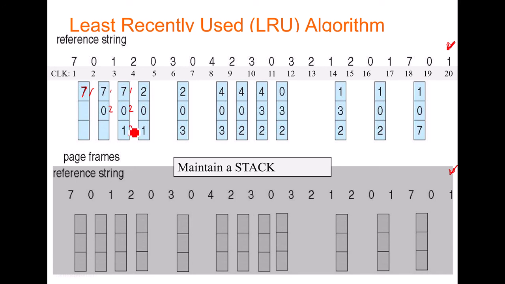Okay, so the next time when I get page 2, I need to find out which one needs to be replaced. Remember what we said about the counters? We pick the smallest, the page that has not been used for a long time. So we will pick, in this case, this frame and put the 2 here, and the counter is now going to be 4 for that one, 0 is going to be 2, and this will be 1.